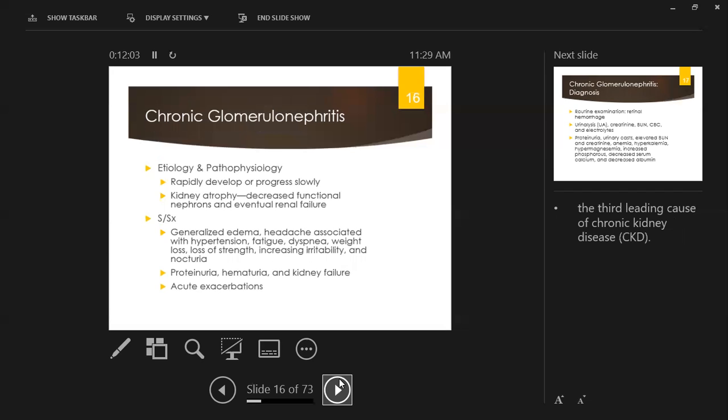These patients have generalized edema, headache, often associated with their high blood pressure, fatigue, dyspnea or difficulty breathing, weight loss, loss of strength, increasing irritability, and nocturia or urinating at night. We'll also see protein and blood in their urine, and they'll be going through the process of kidney failure, and their labs will reflect that. They may have acute exacerbations where they get worse. Chronic glomerulonephritis is the third leading cause of chronic kidney disease and eventually kidney failure.